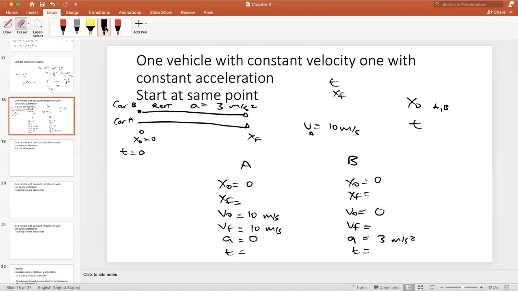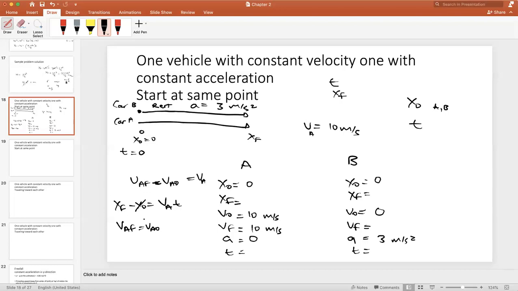For V of A final is equal to V of A initial, since our acceleration is 0. So x final minus x initial is equal to V of A times T, and V of A final is equal to V of A initial. Those were the only two equations we get if the acceleration is 0.